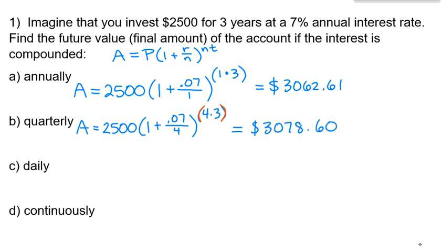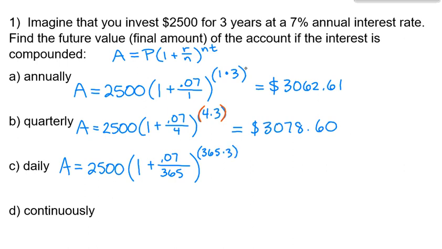$3,078.60 if you round to the nearest penny. Daily compounding is 365 times a year. So take your initial amount of money, $2,500, multiply it by 1 plus the interest rate 0.07 divided by 365 and raise to the power of, so 365 compoundings per year for 3 years, 365 times 3. Again, if you're putting that in your calculator, parentheses around the whole thing.